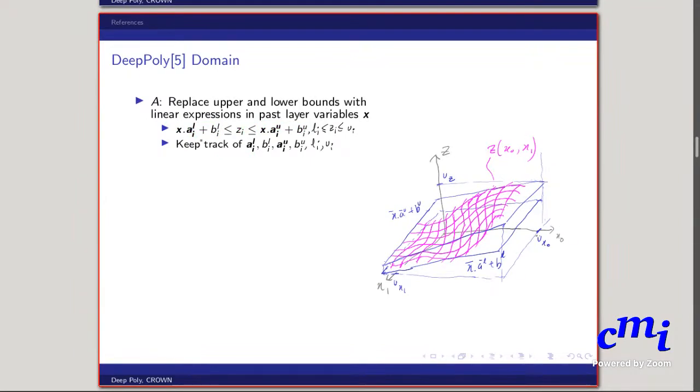So what are these expressions? These expressions have some coefficient corresponding to these variables x and some constant term, right? So coefficient and constant for the lower bound, coefficient and constant for the upper bound, right? We also keep track of the actual concrete upper and lower bounds as well, because this is actually required to be able to efficiently propagate these linear upper and lower bounds.